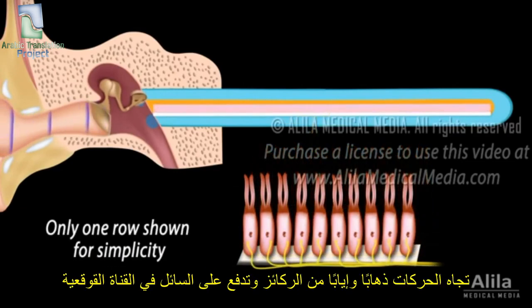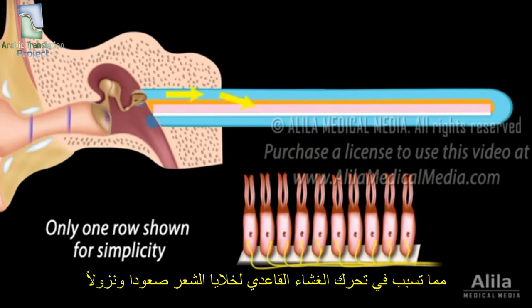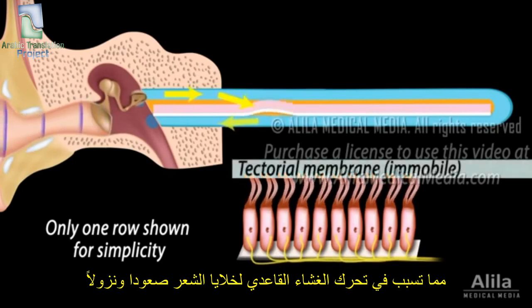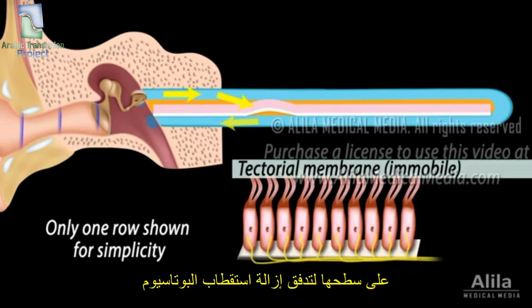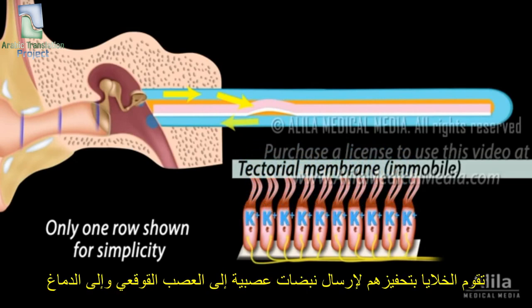The movements back and forth of the stapes push on the fluid in the cochlear duct, causing the basilar membrane and the hair cells to move up and down. These movements bend the cilia of hair cells, opening the mechanically gated potassium channels on their surface. Influx of potassium depolarizes the cells, stimulating them to send nerve impulses to the cochlear nerve and on to the brain.